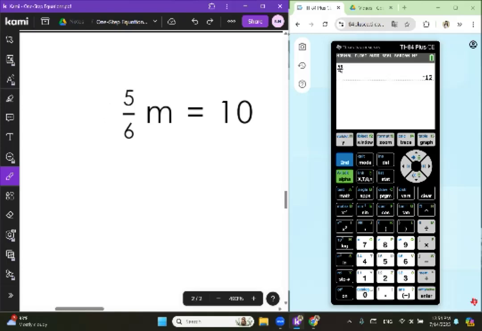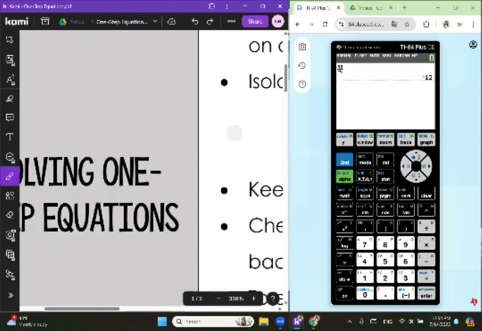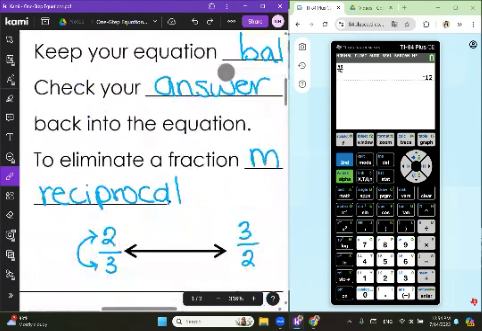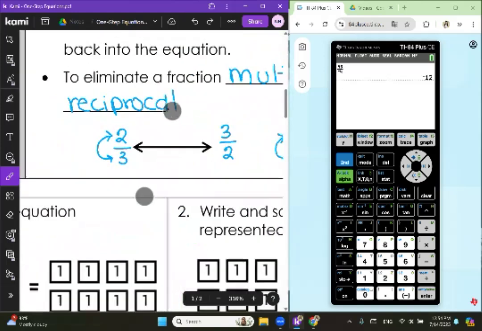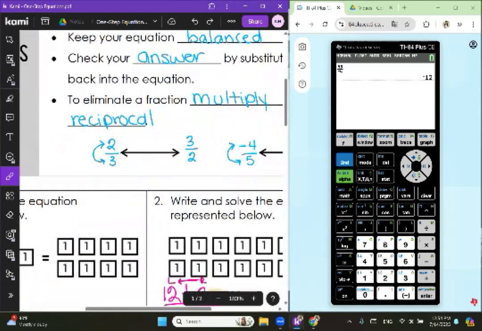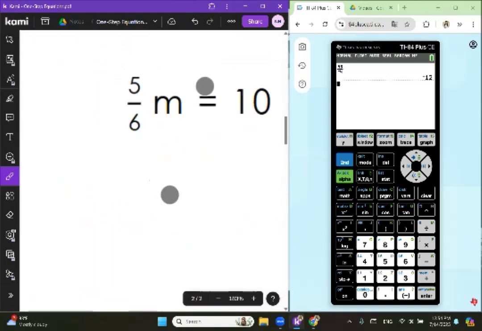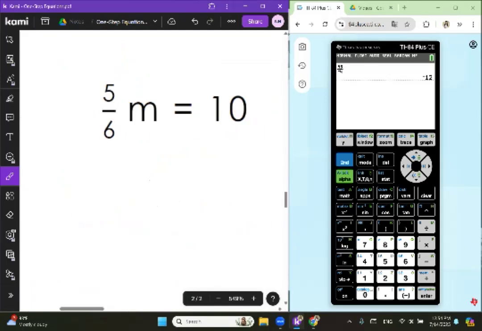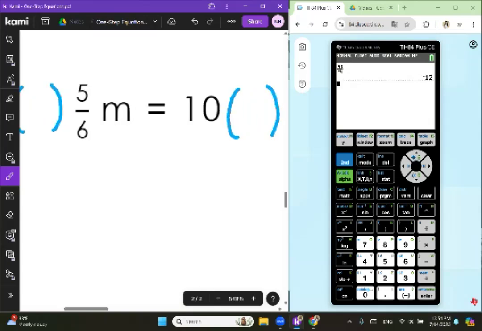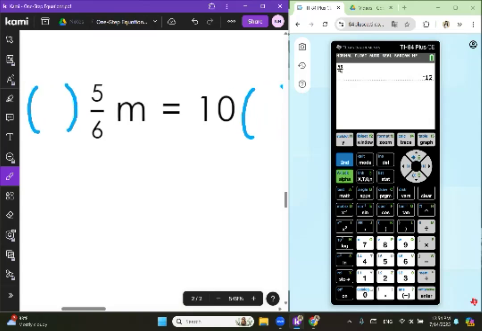So how do you get rid of a fraction? Go back to your notes. To eliminate a fraction, what are you going to do? Multiply by the reciprocal. If fractions already represent division, the opposite of dividing is to multiply. And we multiply by the reciprocal. What is the reciprocal of 5/6? 6/5.